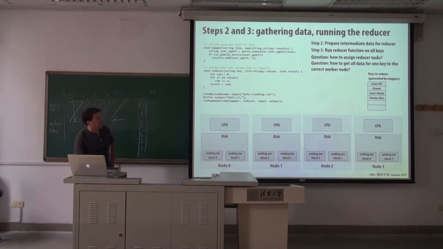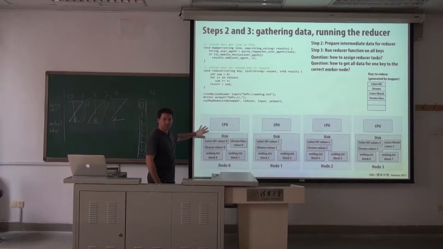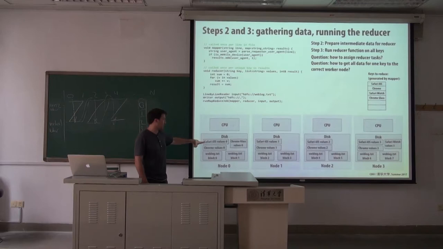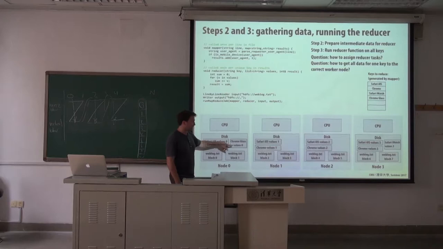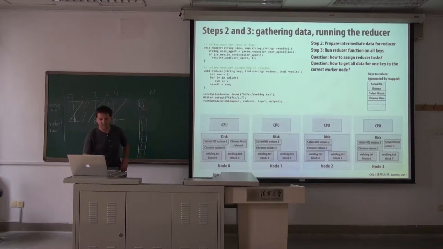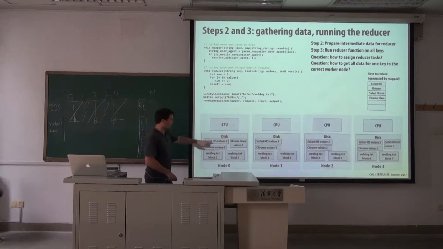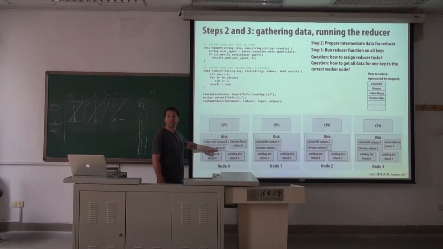And let's say that after running the first step, remember, node 0 processed block 0 and block 1. And the result of that processing is that it added to this map, right? And so here's the list of all the Safari iOS stuff. Here's the list of all the Chrome stuff, and so on and so on. So these are the results after step 1. Now I want to count up. This is just an array of all the times we saw Safari in a line in the file. This is an array of all the times we saw Chrome in a line.